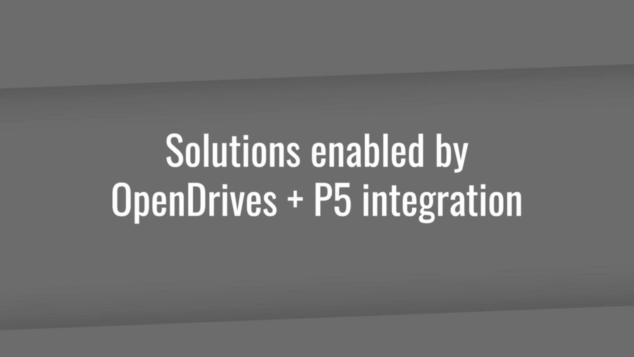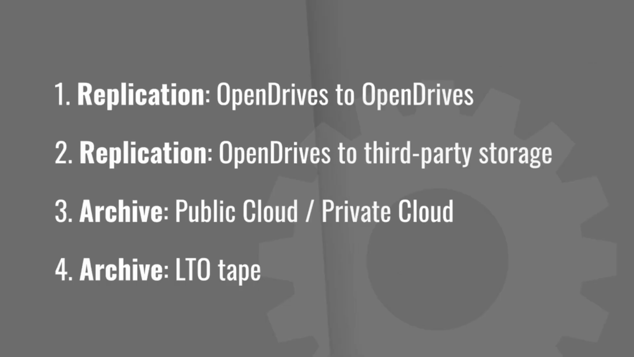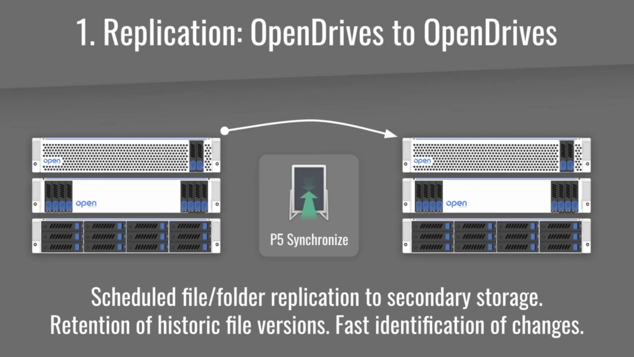We're now going to talk about the solutions that are enabled by having Archiware P5 running in this containerized environment on the OpenDrives C module. And we're going to focus on a couple of different replication workflows and a couple of different archive workflows. We can also do backup. So there are 3 different modules, but for the next couple of slides I'm going to focus on replication and archive. So the first example is OpenDrives to OpenDrives replication. So let's look at that one.